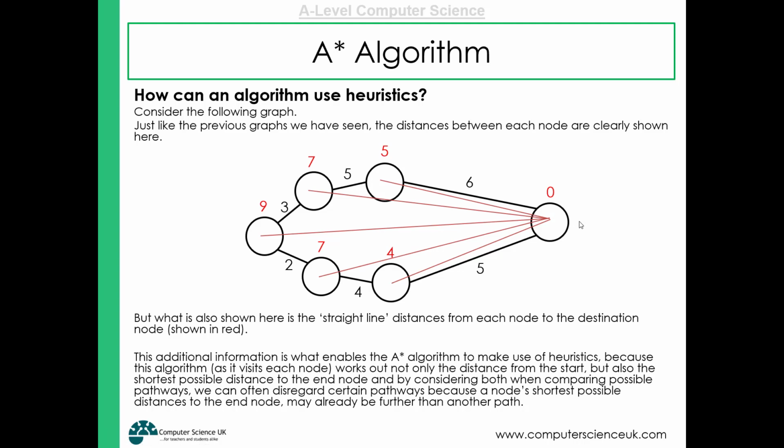So let's have a look at an exam question, an exam style question, to see how we could actually work our way through the A-star algorithm to find the shortest path, and perhaps gain a little bit more insight into how certain pathways don't need to therefore be investigated by using these straight line distances.